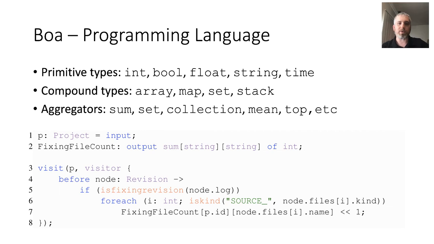So you can see there are different pieces to the language, things like types, and there's a lot of built-in primitive types, there's compound types, there's what we call aggregators. So the line 2 fixing file count is an output variable, and it makes use of the sum aggregator. So it's going to sum all the values, in this case the value is always the value 1, and it will figure out the total sum per project and per file.